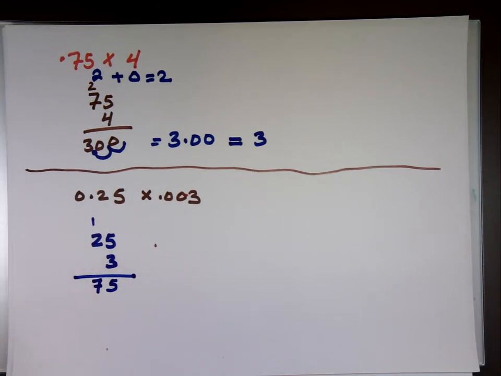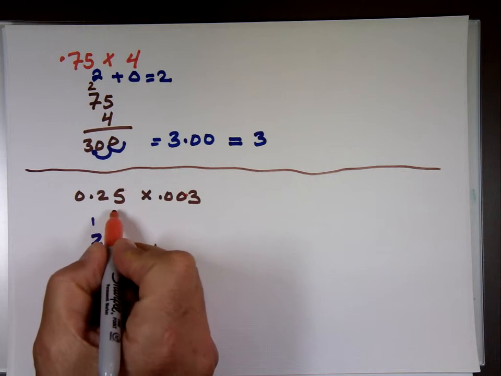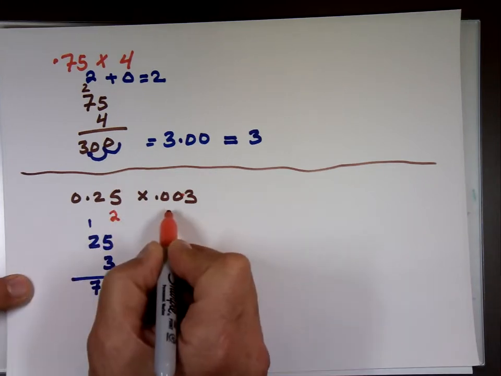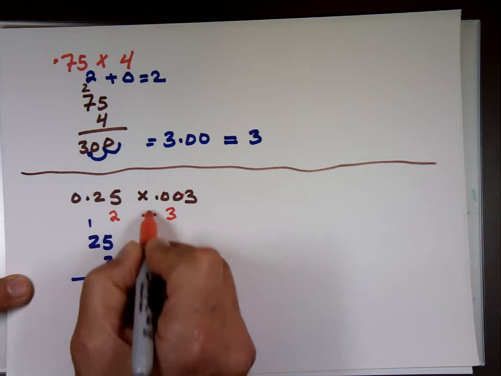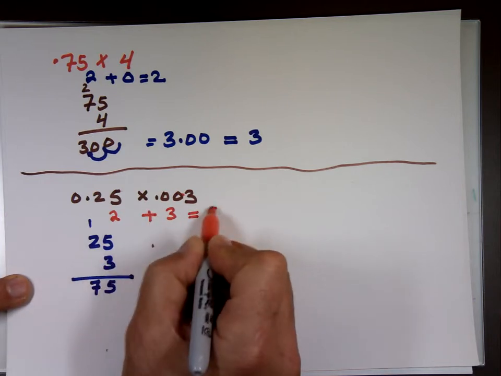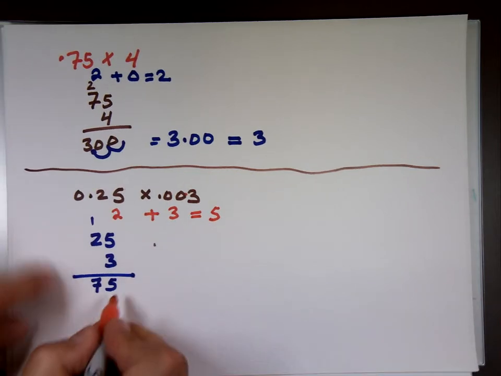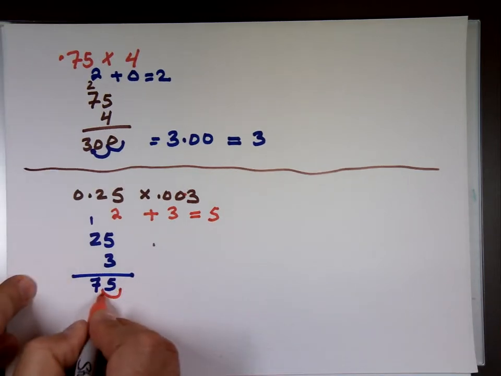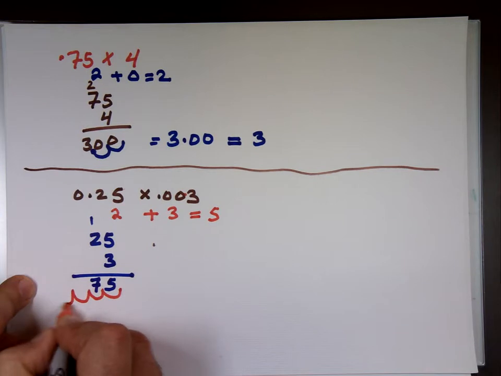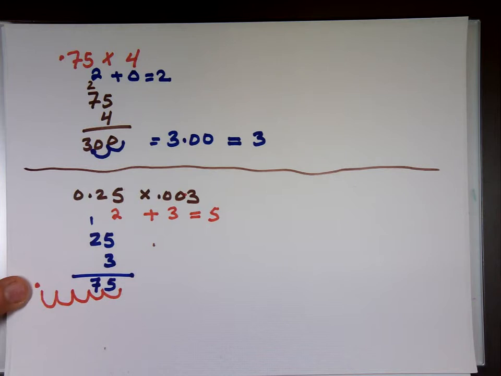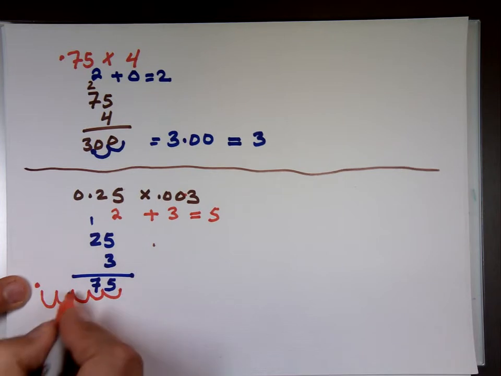Again, let's look at the count here. How many digits here do we have to the right? 2. And how many to the right of this? 3. 2 plus 3, which is what? 5. Let's move the decimal point 5 places. Start from here. 1, 2, 3, 4, 5. All these empty spots, we have to put what in them? Zeros.